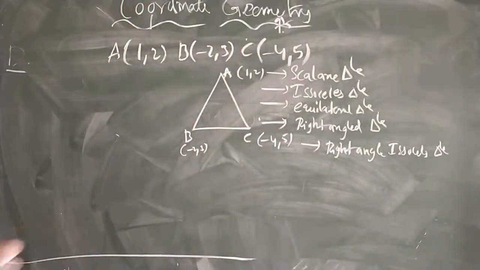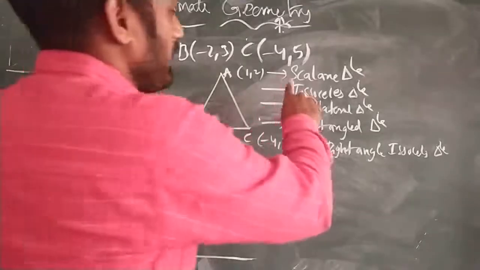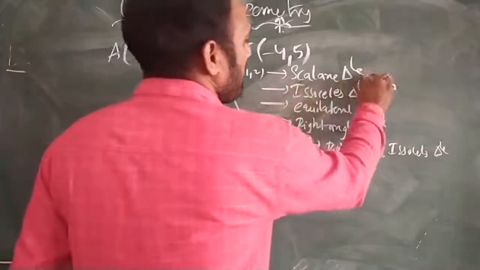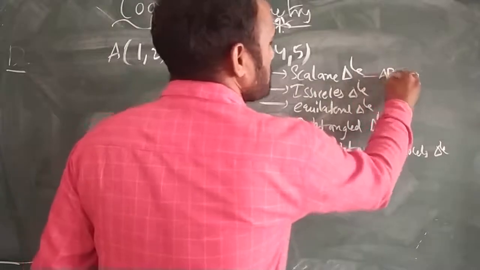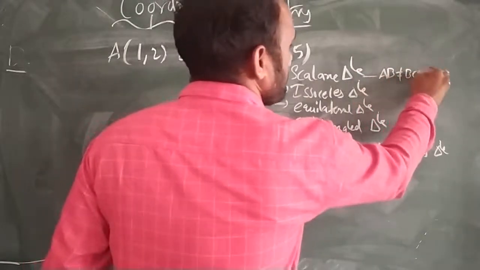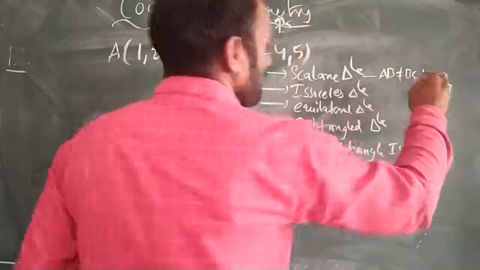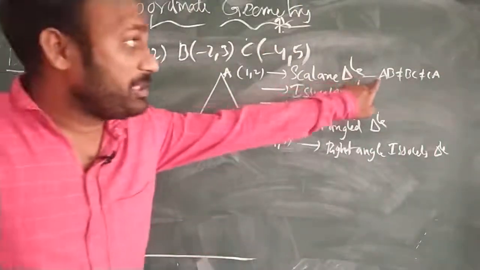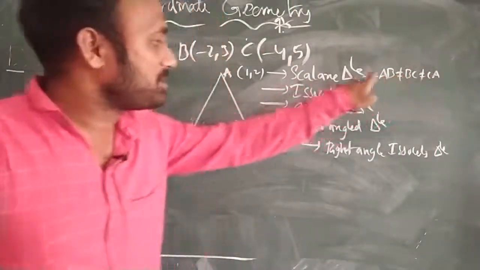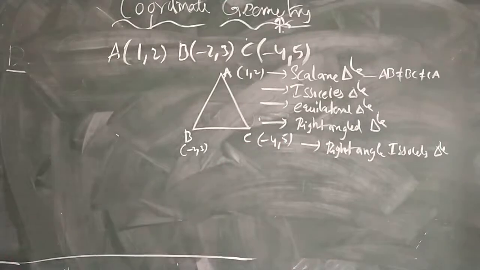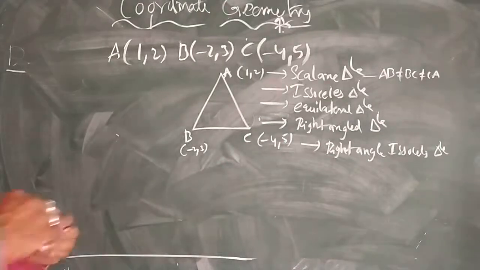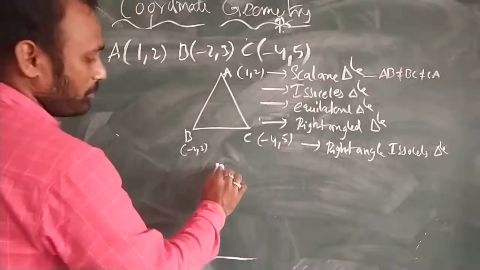You just remember these conditions, and moreover write them in the notes also. Scalene triangle means AB is not equal to BC is not equal to CA. It means the AB distance, BC distance, and CA distance, all three are not equal. Then we are going to call it a scalene triangle.